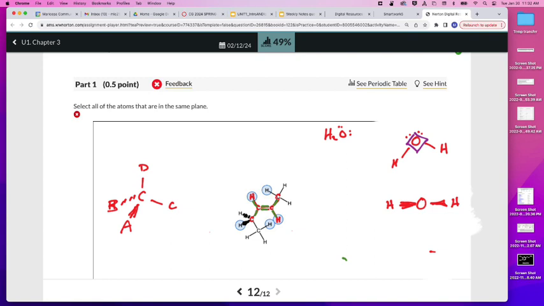In the same plane, which should mean, what's the question asking? Select. I should select it. Why did I say it was a solid line? How do I know it's a solid line? Because I specified a wedge for the hydrogen and a dash for the other hydrogen.